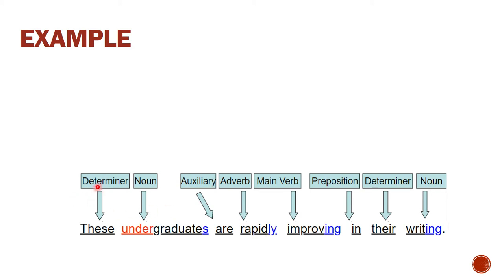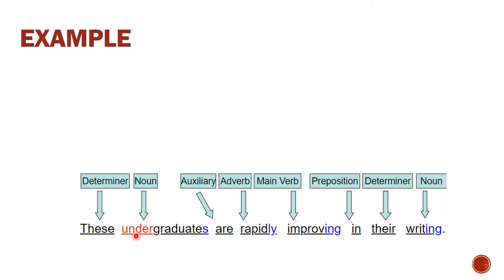Now, when we look at this, even before parts of speech, let me tell you that each word has something that is written in a different color. For example, in undergraduates, under is in red color, S is in blue color, LY in rapidly is in blue color, ING in improving is in blue color, and ING is in blue color. Now, all these different colors, other than the black, are the parts of a word, which means they are morphemes, you know.